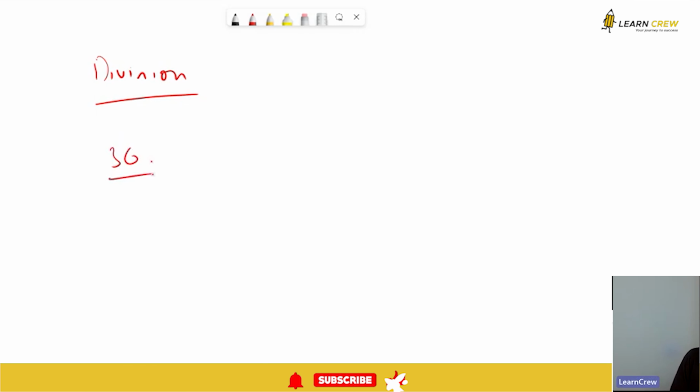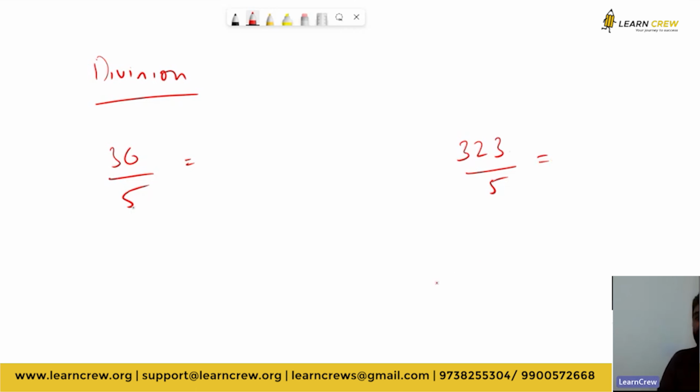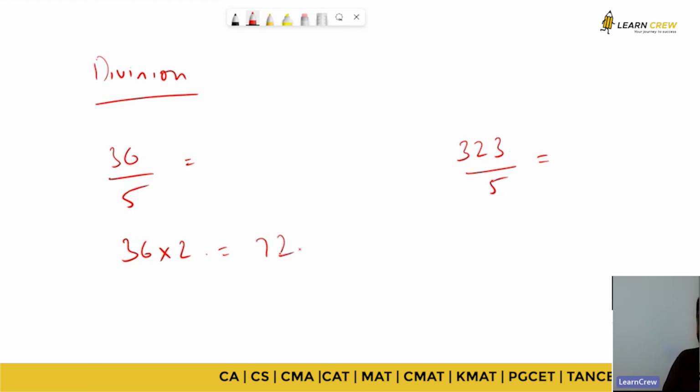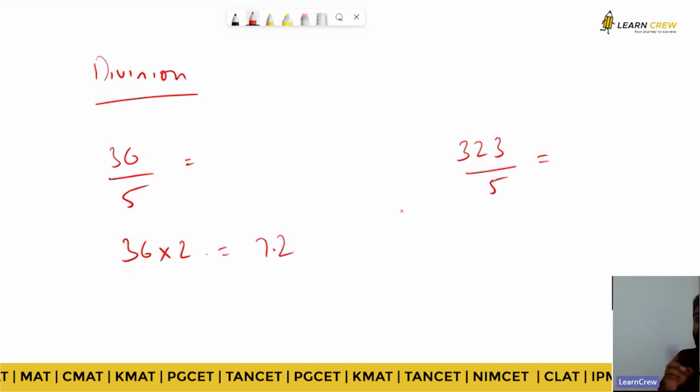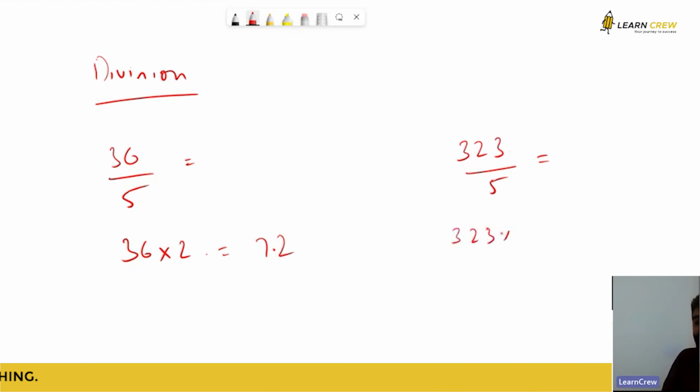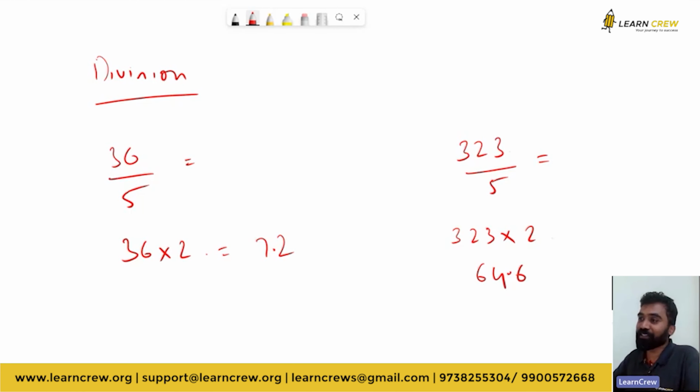Division. What is 36 by 5? What is 323 divided by 5? Whenever you need to divide by 5, it is simple. It is multiplied by 2 and a decimal point is added. That's all. So 36 multiplied by 2 becomes 72. Add a single decimal point. It becomes 7.2. And 323 into 2 becomes 646. Add a single decimal. Actually, division is easier than multiplication.